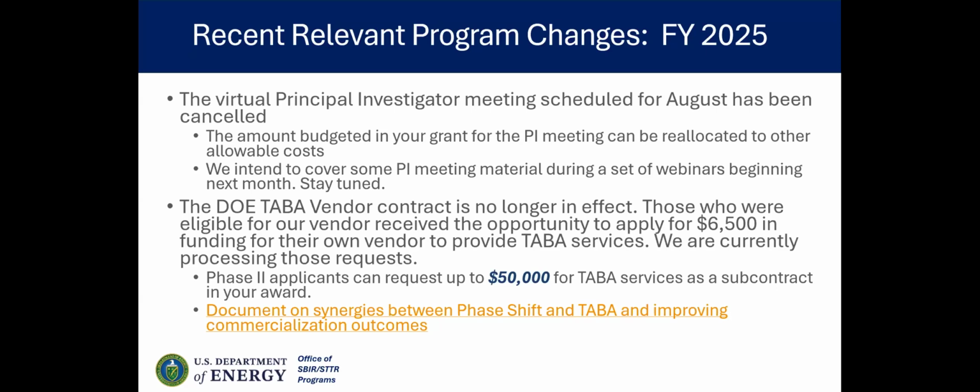Importantly, when you proceed to your phase 2 application, you can request up to $50,000 in TABA services. And that does have to be in your application, in your budget, and you have to select your TABA vendor as a subcontractor to your award. There's a link in here that talks about the use of TABA services and also the phase shift program, which is part of our curriculum today. We are going to have our phase shift vendor talking about the phase shift program right after me.